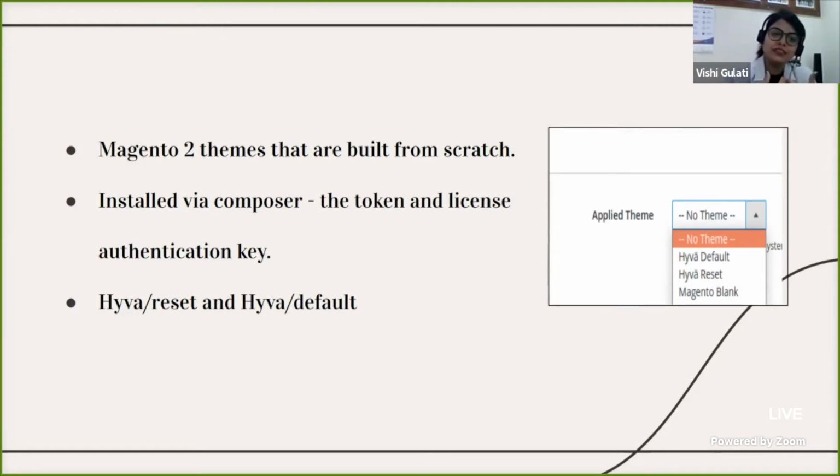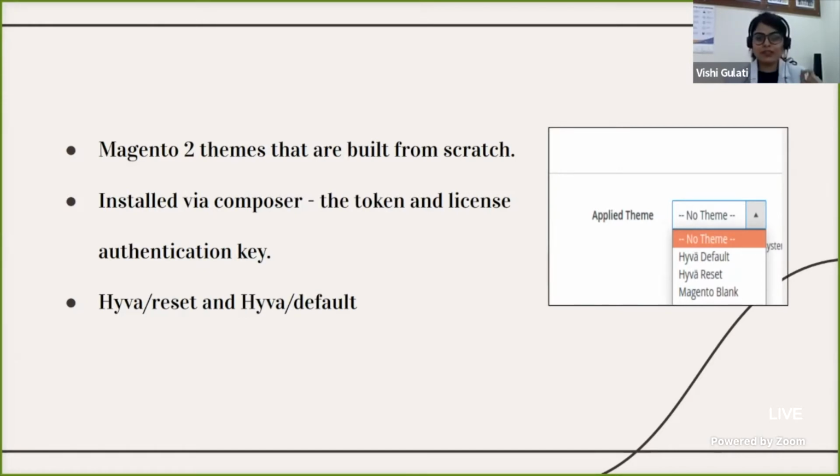Like other themes, you can install it via Composer. All you need is the token and the license authentication key to install it. Once it is installed, when you go to the admin side, you will see two options: Hyvä Default and Hyvä Reset. You can compare them with Magento Blank and Magento Luma, but there's a slight difference.